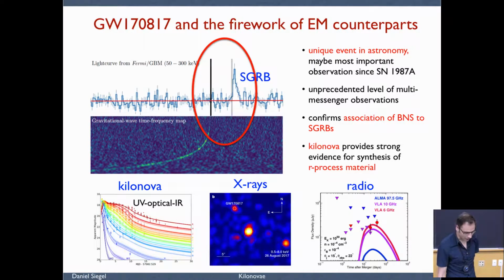So the basic outline for this week, at least for my lectures, will be that I will try to cover as much as I can. We only have 5 lectures, and there's, of course, a wealth of material to discuss. I'll try to cover both what we call thermal transients and non-thermal transients, meaning kilonovae for the thermal part, and gamma ray bursts for the non-thermal part.